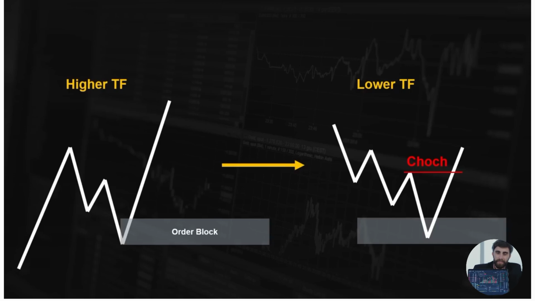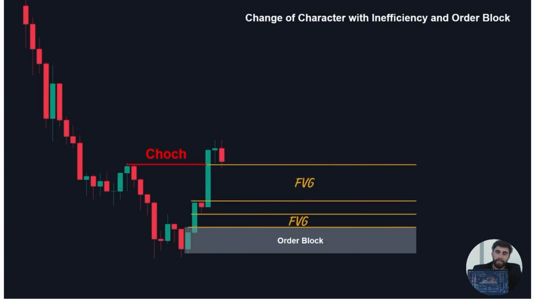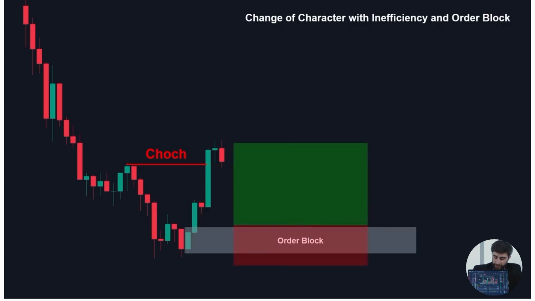There are 2 common scenarios for entering trades. Change of character with inefficiency and order block. When the change of character is accompanied by inefficiency and creates another order block, we place our buy limit a spread size above the order block and set our stop below the swing low. In this setup, we track our profit by repositioning our stop below the higher low every time the market breaks a structure to the upside. This technique allows us to maximize profits if the market moves in our predicted direction without any pressure.